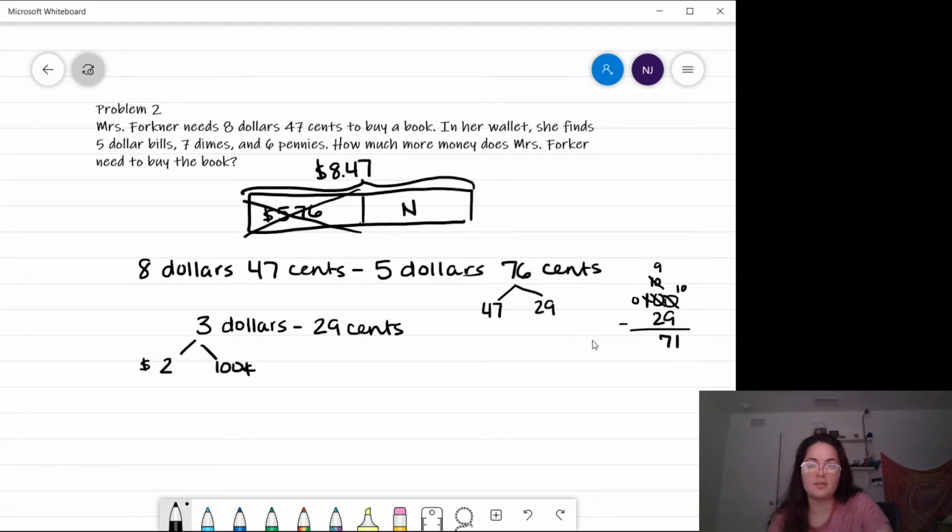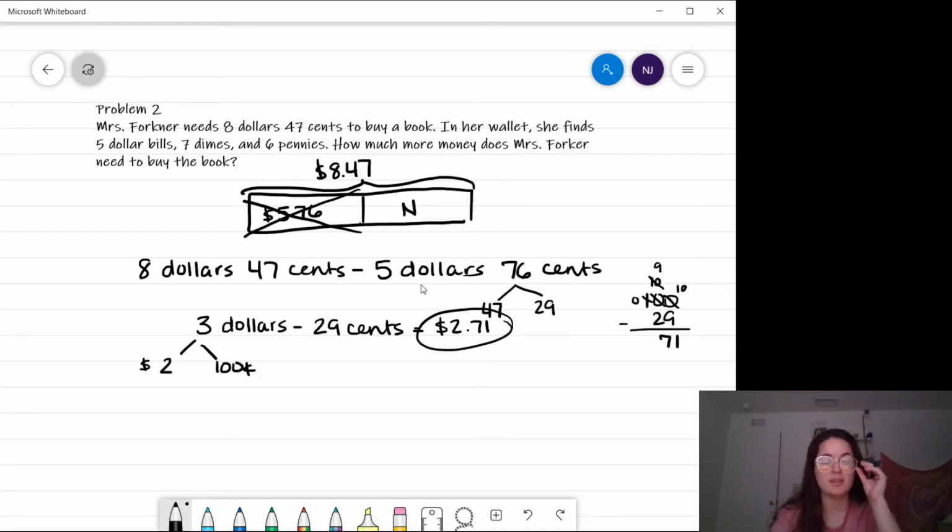So that gives me 100 minus 29 cents is 71 cents, and then I've got my $2 left over, so $2.71 is how much Miss Forkner needs to buy the book.